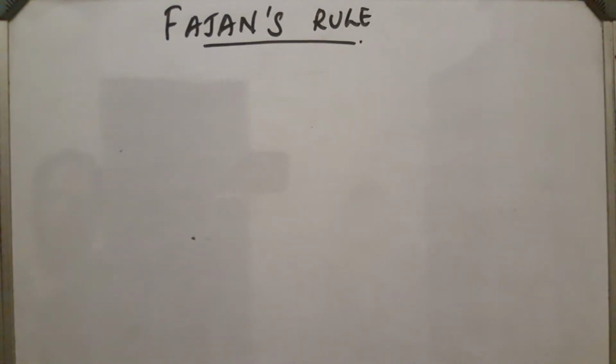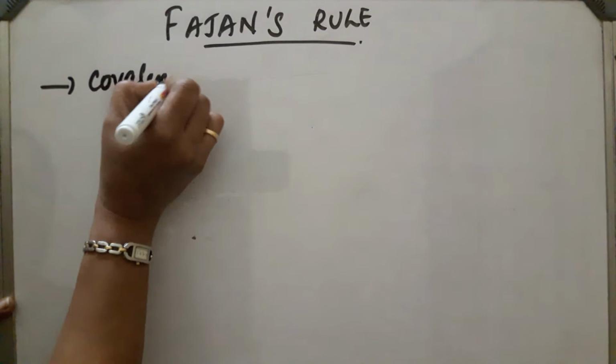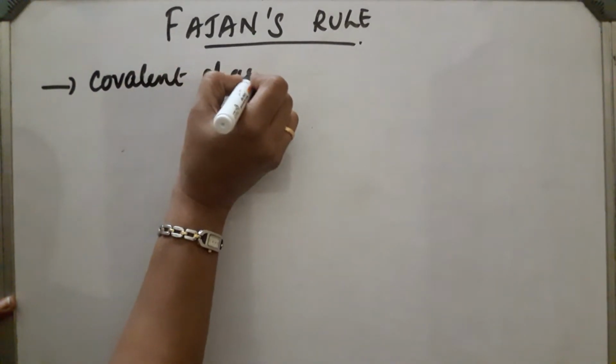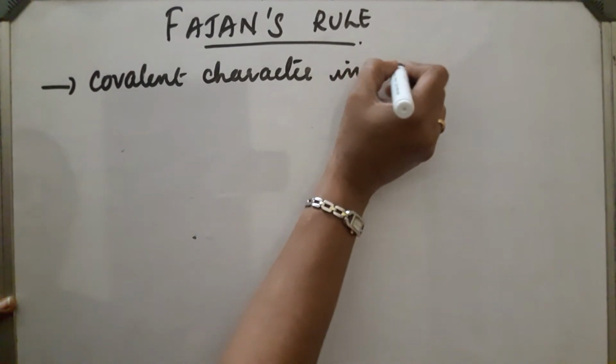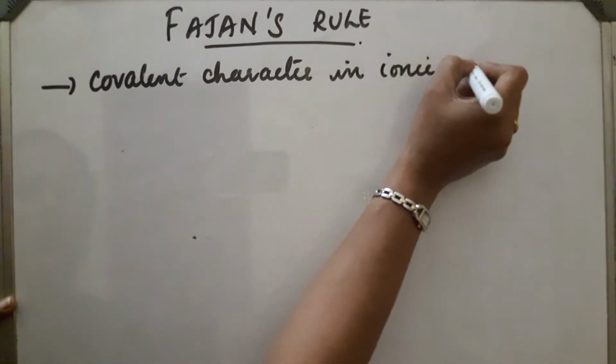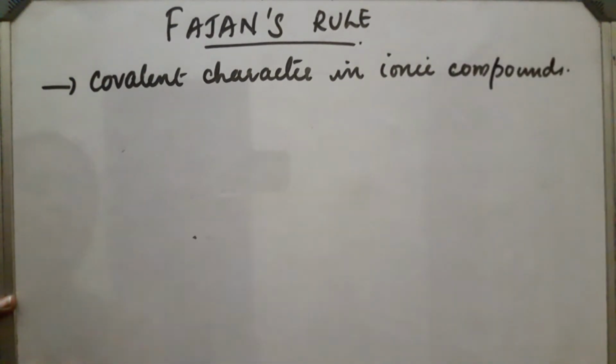Fajan's rule. This rule explains the covalent character in ionic compounds. Okay, covalent character in ionic compound. So in an ionic compound, the constituent particles are cation and anion.